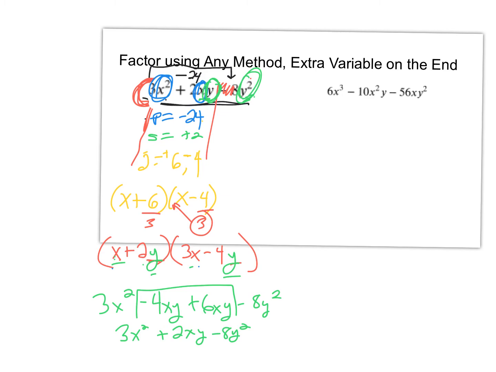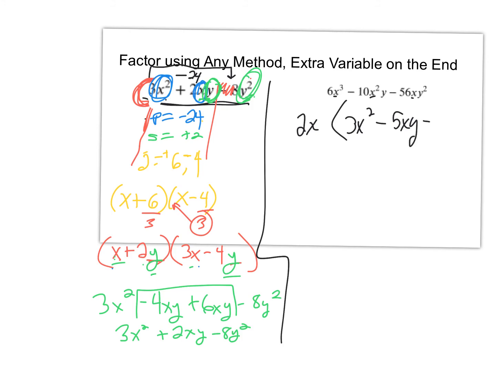Okay, all right, let's do this other one. On this one, I'll use grouping method. So first things first, looking at this thing, can I take GCF? And the answer is yes, I can. Between 6, 10, and 56, I can take out a 2. Notice my x is cubed, squared x. I can take out an x. Leaving me 3x squared minus 5xy minus 28y squared.